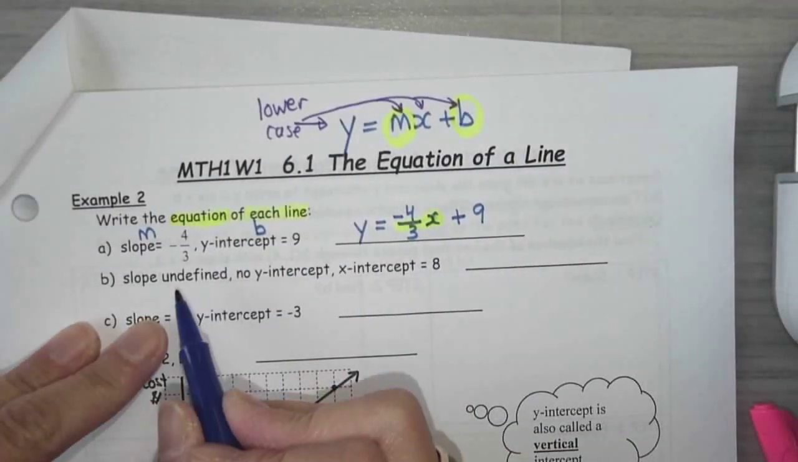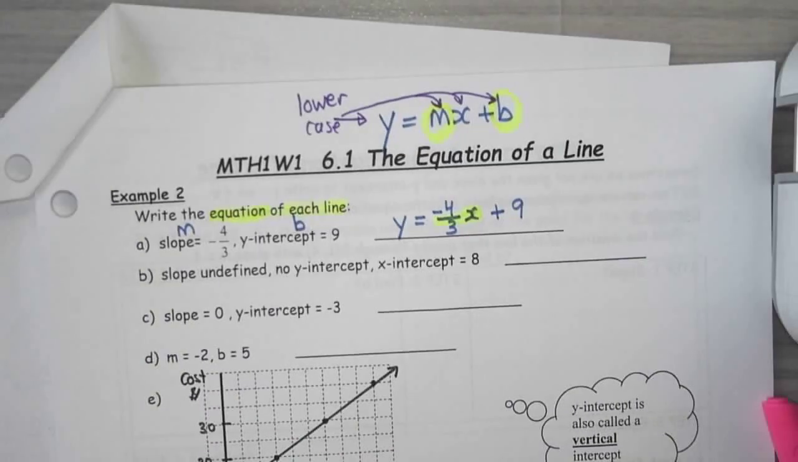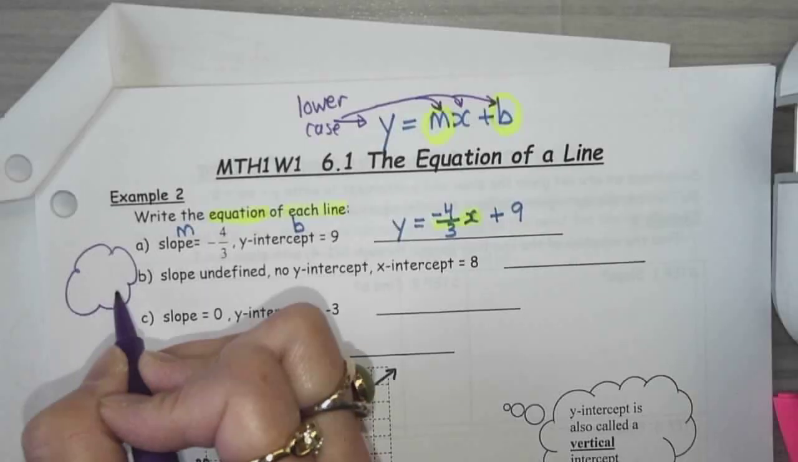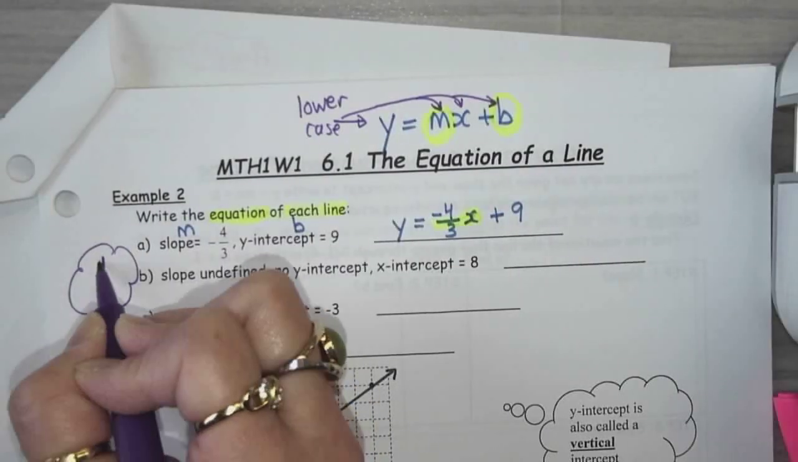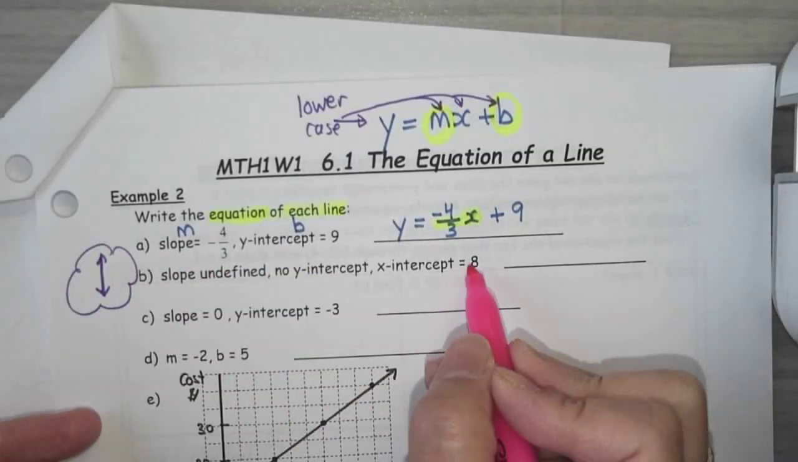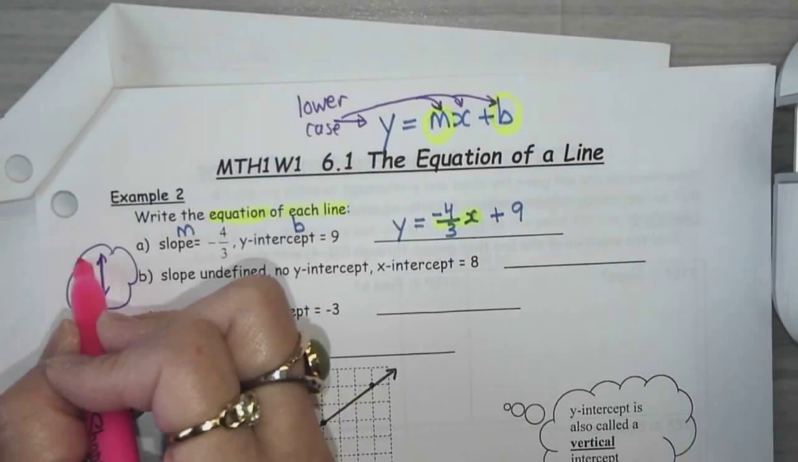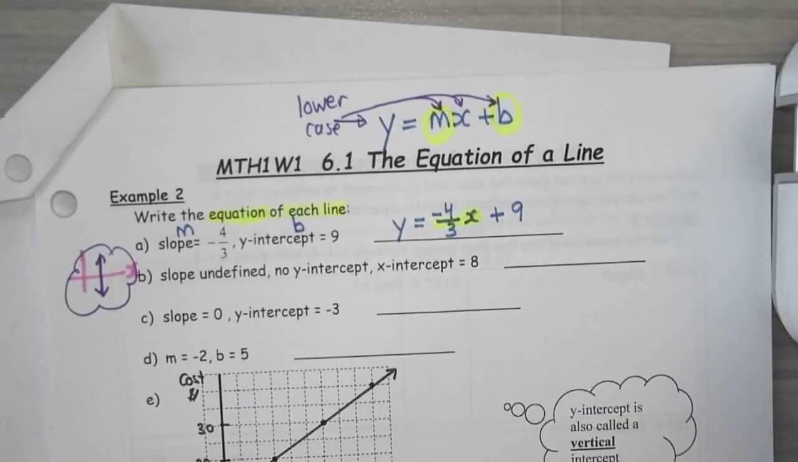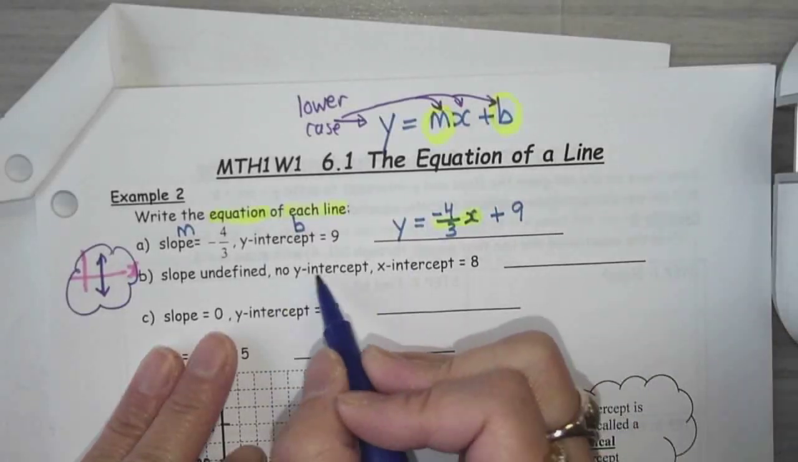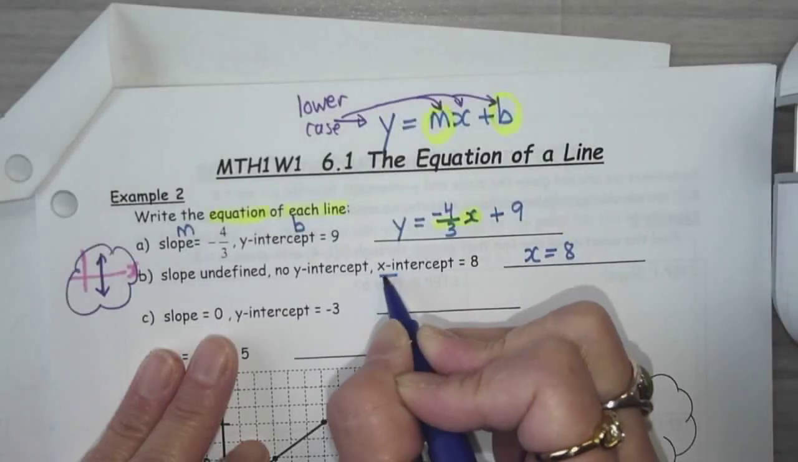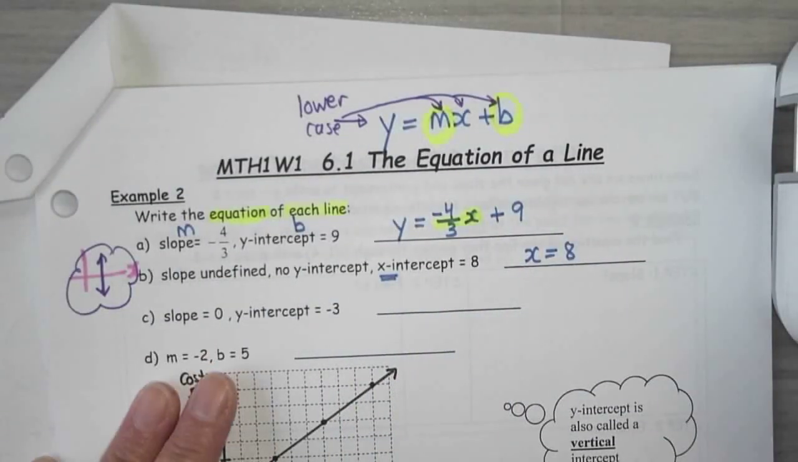If the slope is undefined, then in my brain I picture this. You're always allowed to picture it. Undefined means it goes up and down. If I'm drawing a line that goes up and down, it has an x-intercept. It's going up and down through my x-axis, hitting the x-axis, which is why there's no y-intercept. So my equation is just x equals 8. It's telling me it's only going through 8.